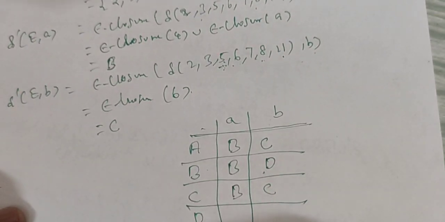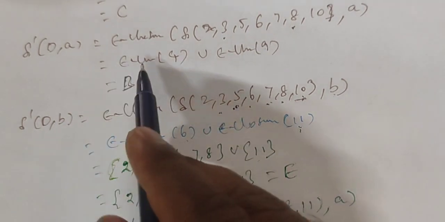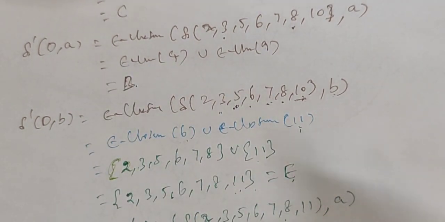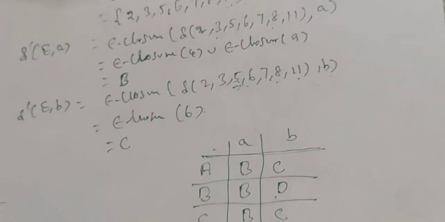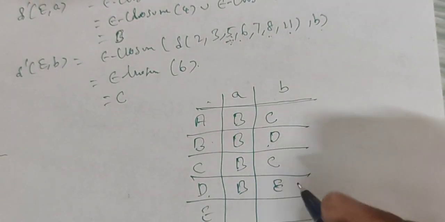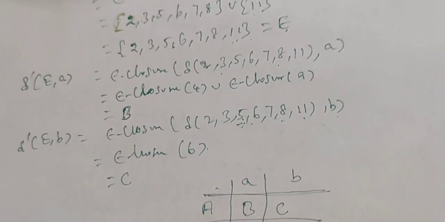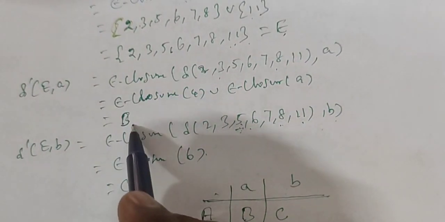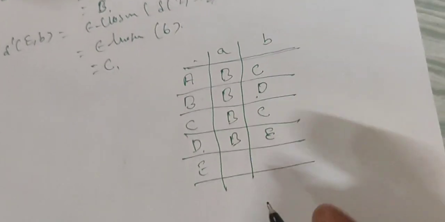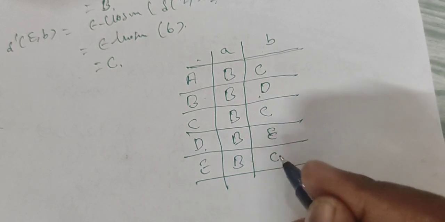Now delta dash of D comma A gives me B, and delta dash of D comma B gives me E. And finally delta dash of E comma A gives me B, and delta dash of E comma B gives me C. So finally we will write B and C.